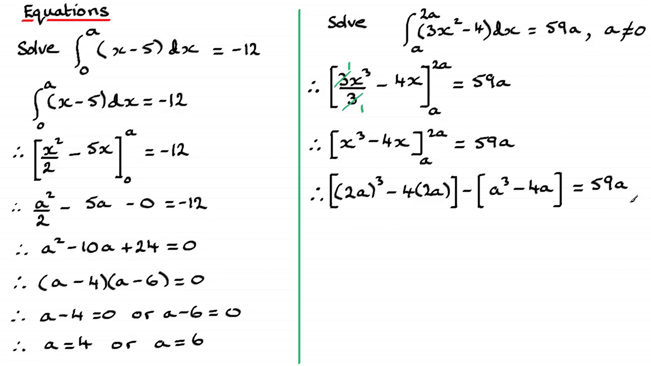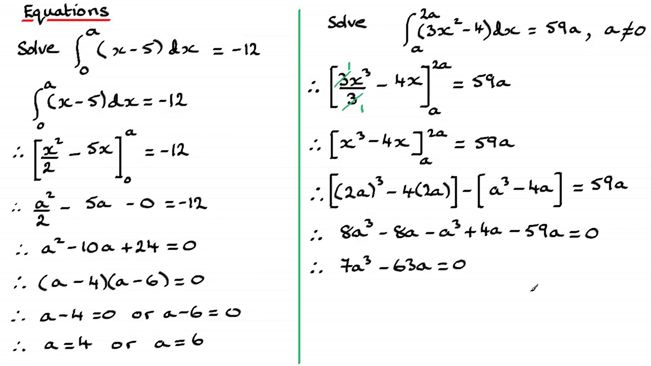Let's clean this up, and what we end up with is this equation. You'll notice I've taken 59a from both sides. So if we group up like terms and simplify it, we're going to end up with 7a cubed minus 63a equals 0. And to solve this, we would factorize it.